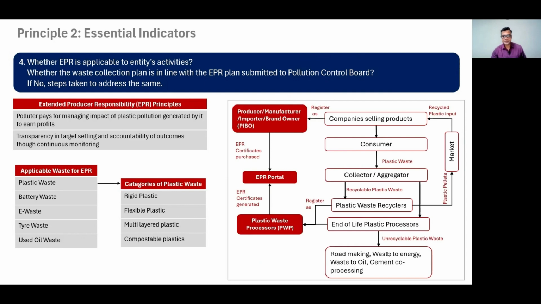Let us understand this chart. So a company sells products using plastic packaging. It sells its products to consumer. The consumer, when they have completed using the product, which is, let's say, shampoo, throws the plastic waste into a dustbin. From the dustbin, a collector or an aggregator collects those plastics. In India, this is basically still an unorganized sector, which consists of mostly the individual rag pickers.